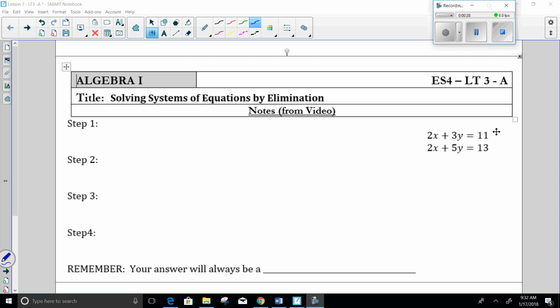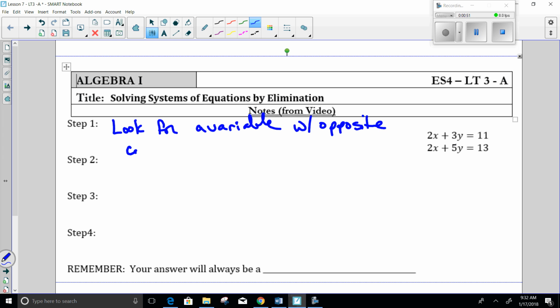So today is going to be a new technique. We're going to talk about the 4 steps in order to solve a system of equations by elimination. So step 1, you want to look for a variable with opposite coefficients.